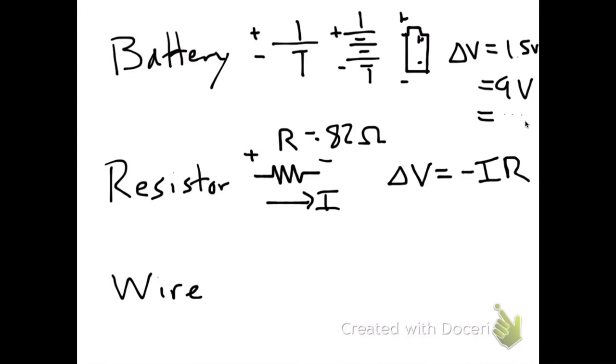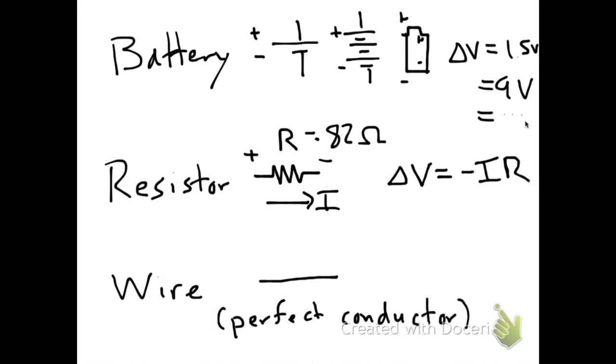The other thing that we will have in our circuits is wires. Wires are just lines. And we're going to model wires as perfect conductors so they can carry current, but that's all they do. And when you cross a perfectly conducting wire, you have delta V equals 0. Of course, wires aren't perfect conductors in the real world, but we're going to model them that way for purposes of this.